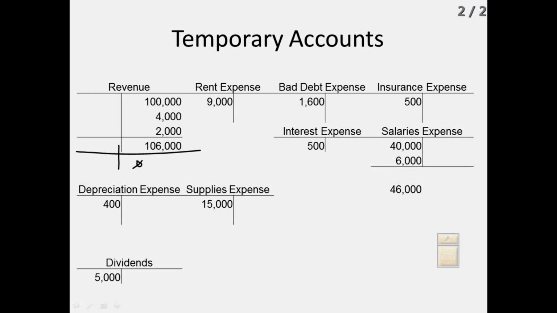Well, if you have a current credit balance of $106,000, what is the only way you can get from 106 credit to zero? Okay, so we need to put 106 on this side. So we're going to debit revenue by $106,000. Now, you told me where to put the other entry. What was it? Okay, what kind of account is income summary?